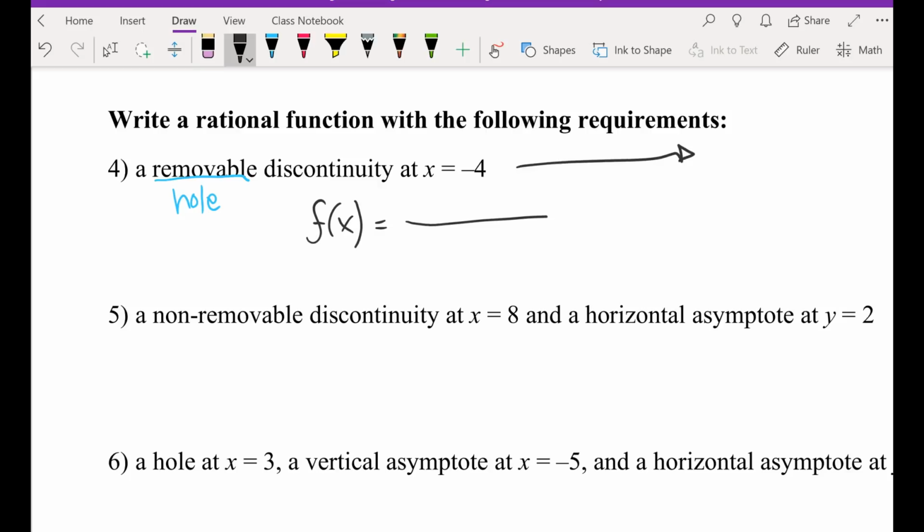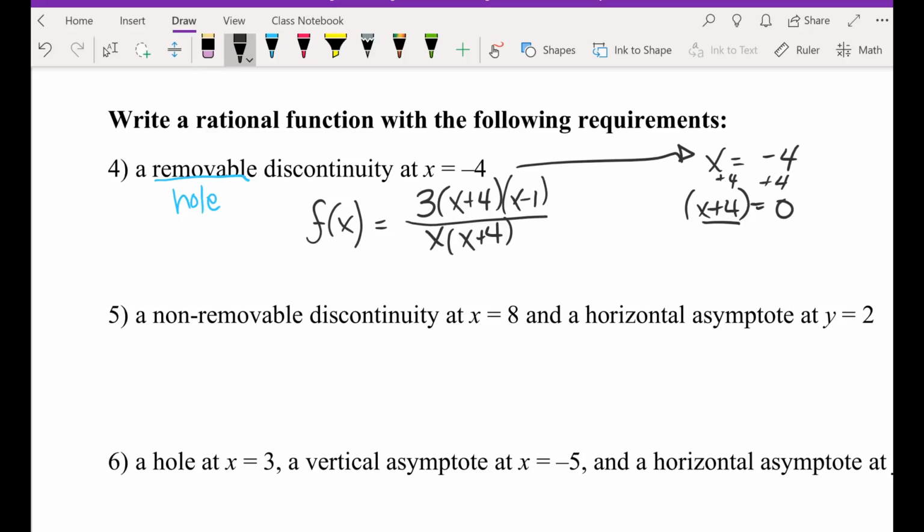So if I work backwards, and I know that x is equal to -4, what factor would generate that? Well, I'm going to add 4 to both sides, and I get x plus 4 is equal to 0. There's my factor. So I'm going to have x plus 4 in the numerator and the denominator to generate the hole. And then I'm going to throw in a 3 because I can, and maybe an x minus 1, and I'll throw in an x. All of this extra stuff doesn't matter what it is specifically. What matters is that you have the factor to generate the hole, because that was the one specific characteristic.